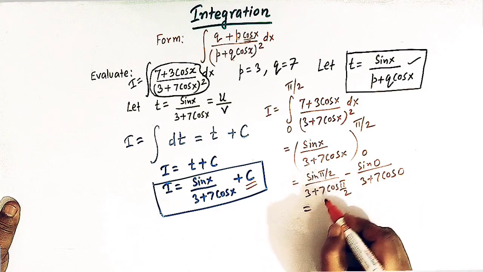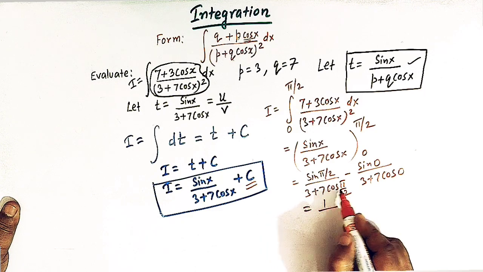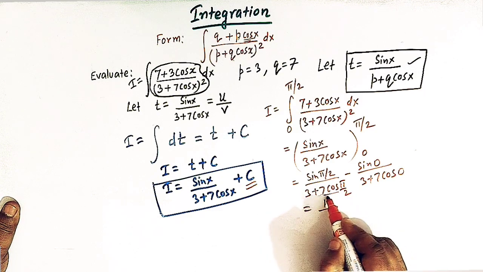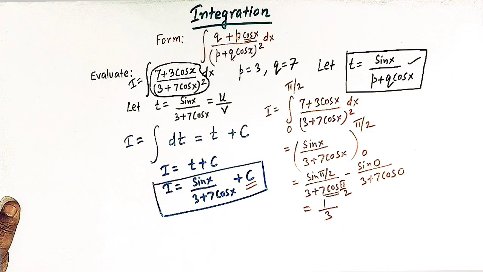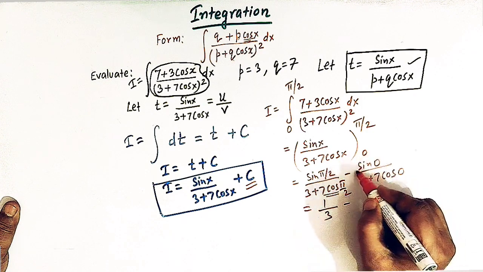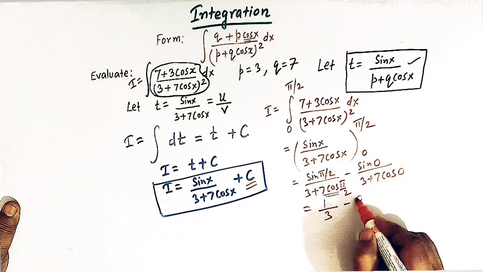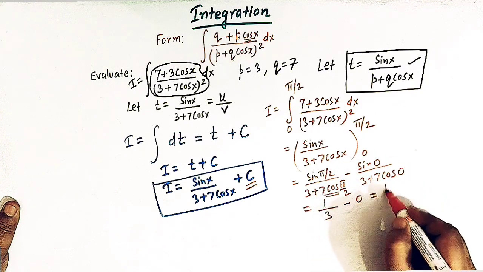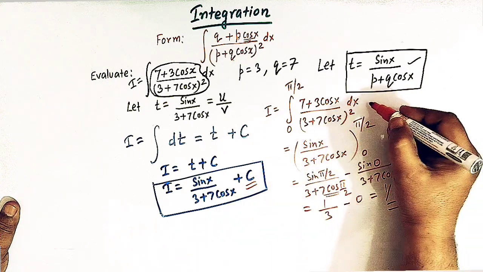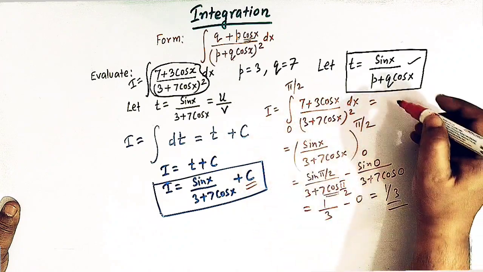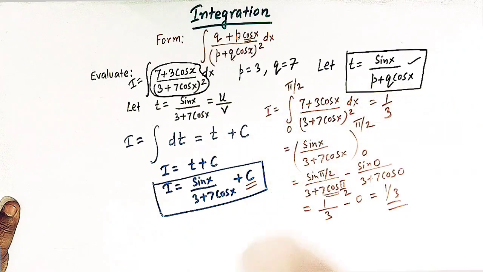So sine pi by 2 is 1 and cos pi by 2 is 0, so this term goes to 0. So here we have simply 3, and here sine 0 is 0, so this entire term disappears. So we have simply 1 over 3, right? So the value of this integral is given by 1 over 3.